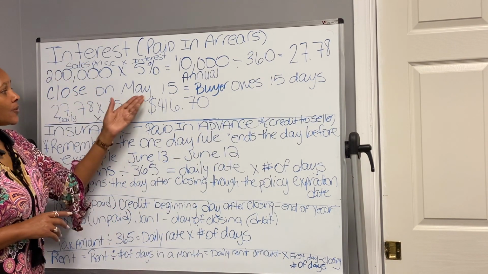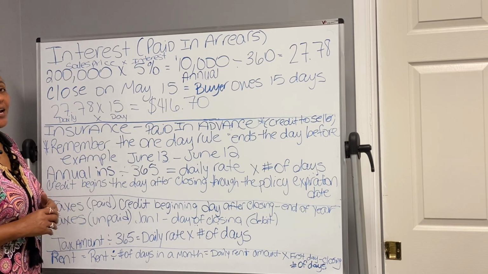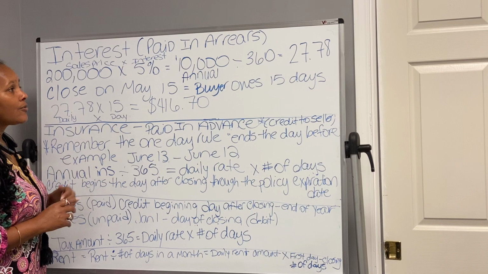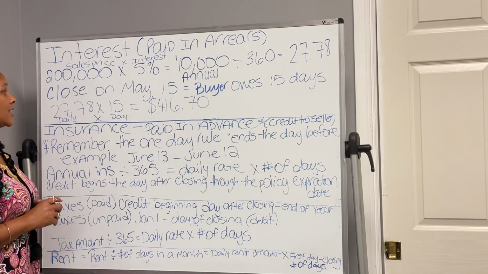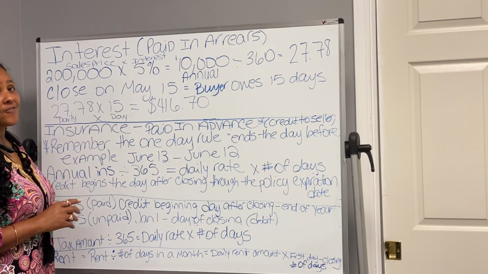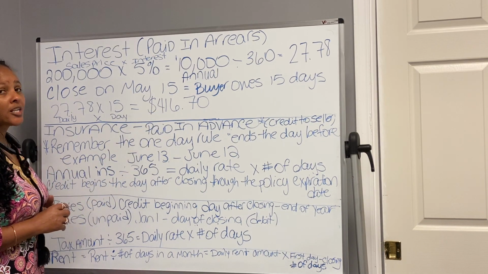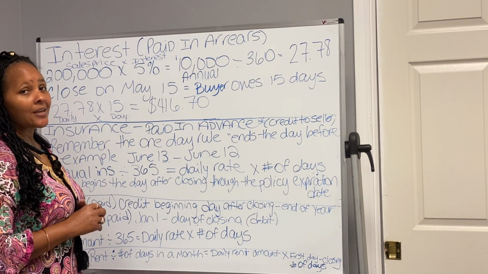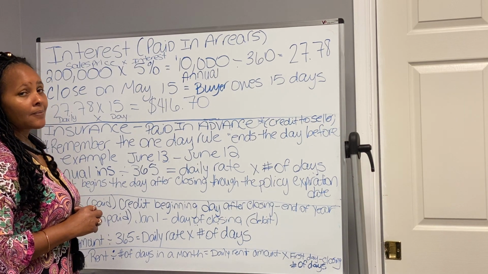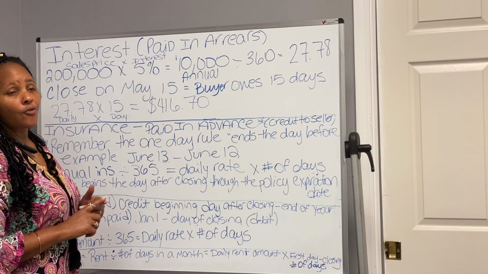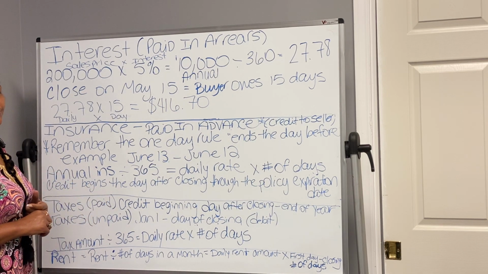The closing date is May 15th. The buyer owes for 15 days. We're going to take our daily rate of $27.78 times the 15 days that the buyer owes, which comes out to $416.70. That is the formula for interest for a buyer with a new loan.